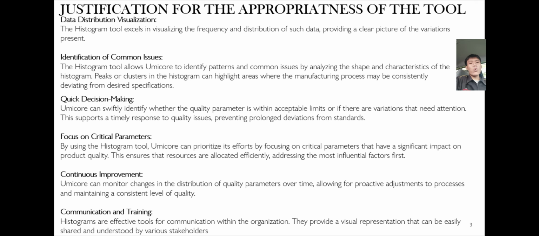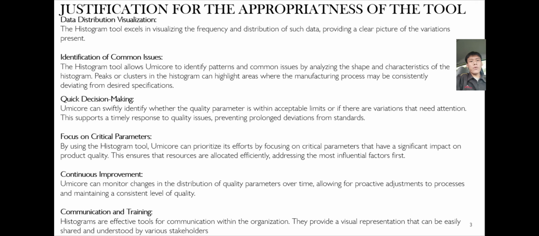Number 3, quick decision making. Histograms are easy to interpret, enabling quick decision making. Umicore can swiftly identify whether the quality parameter is within acceptable limits or if there are variations that need attention. This supports a timely response to quality issues, preventing prolonged deviation from standard.